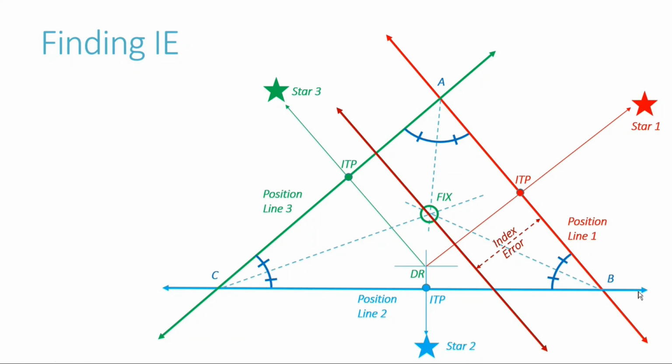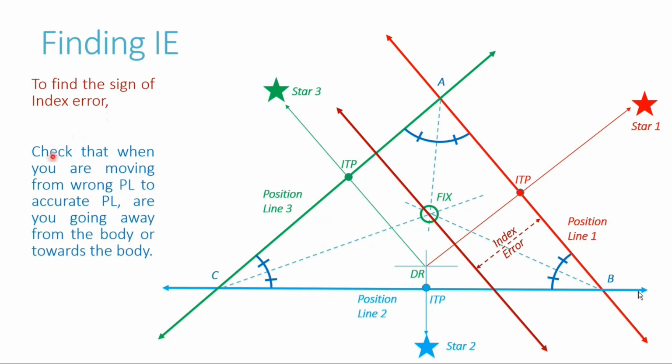So how do we find out whether this index error was on or off? Let's see. Now to find the sign of the index error, we have to check when we are moving from the wrong PL, by wrong PL I mean the PL having error, which in our case is the red position line, which formed one side of the triangle, to the accurate PL. The accurate PL is the maroon color position line, because it is the PL which is passing exactly from the fix. That's how the position line should be if it is accurately calculated.